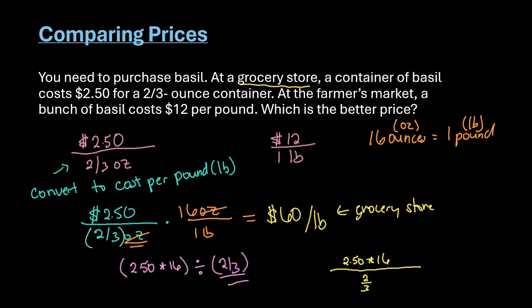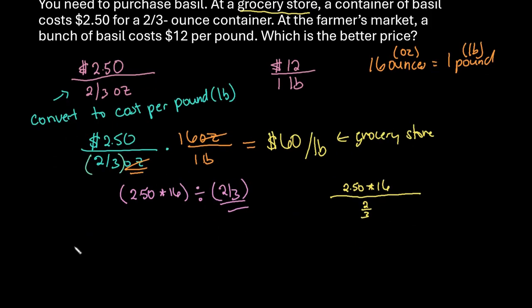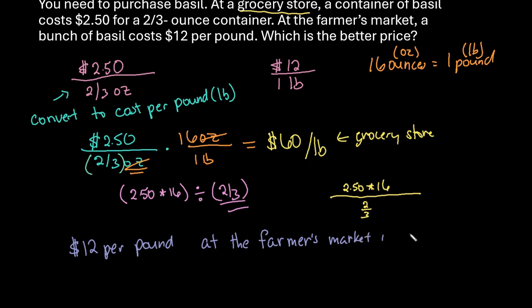So we can see that after doing the conversions, the $12 per pound at the farmer's market is the better deal.